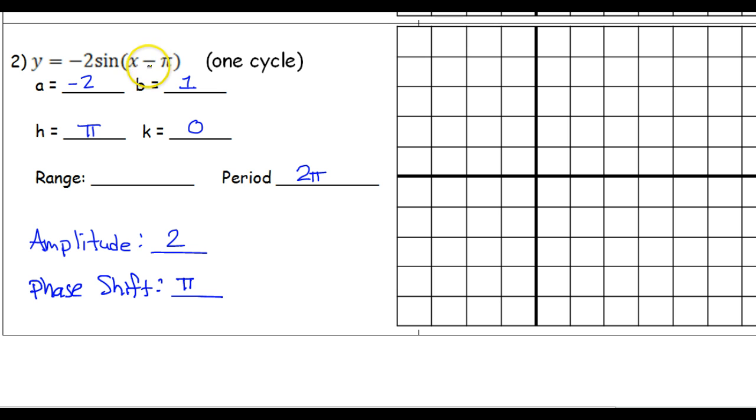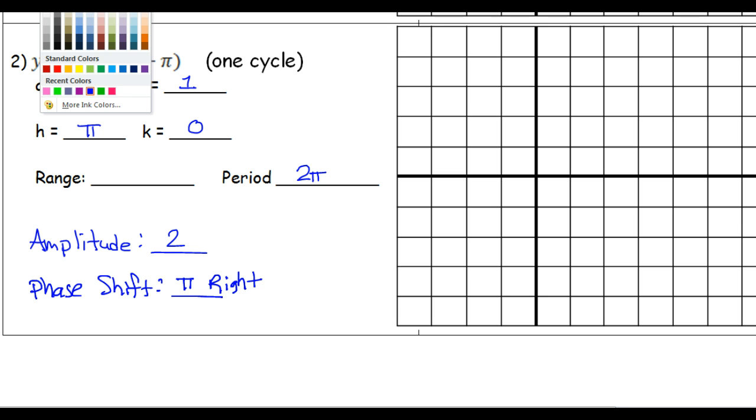Because it's minus pi, it's sort of the opposite of what you would think. This will be a shift to the right. If it were plus, it would be to the left. Because the k value is 0, the midline is still going to be the x-axis. So let's start graphing things.